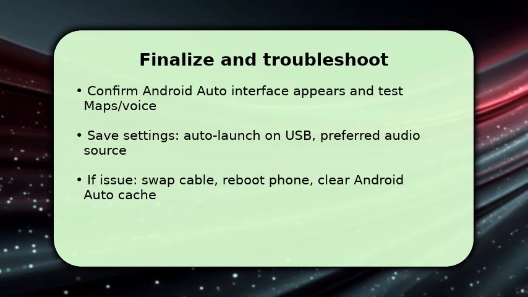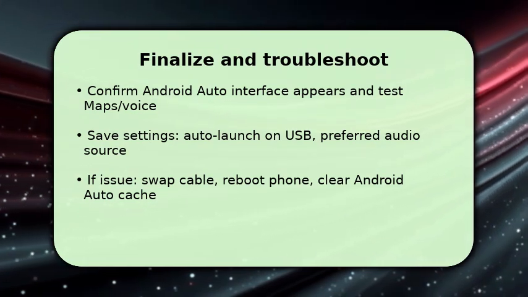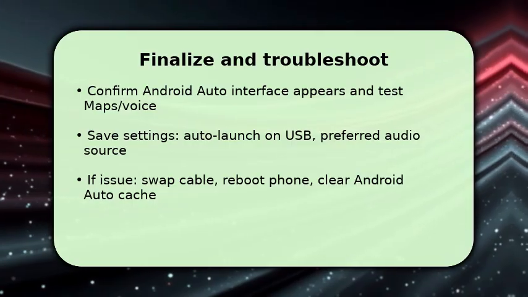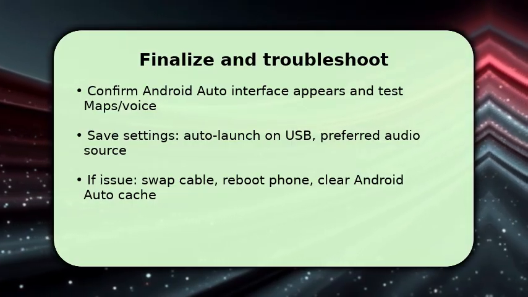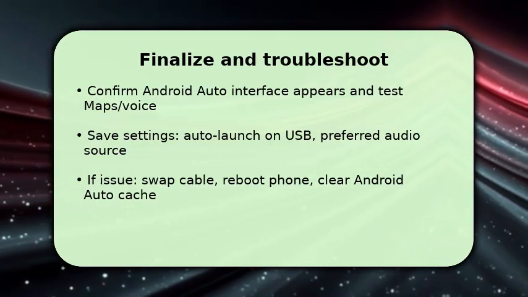Finish by confirming the Android Auto home screen is shown on the Kicks display. Test navigation, media, and the voice button to ensure sound and mic work. Once confirmed, set auto launch on USB in settings so it connects next time.